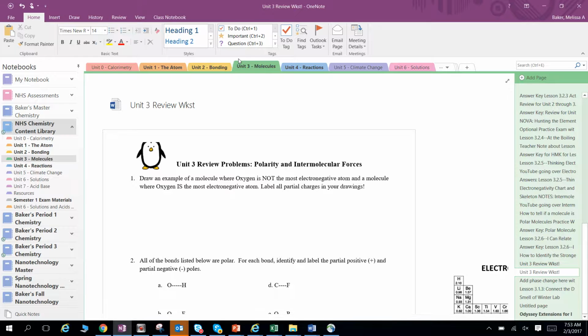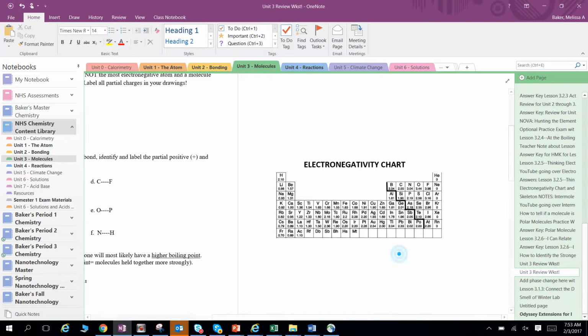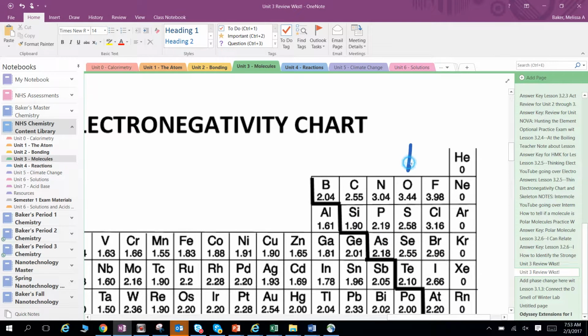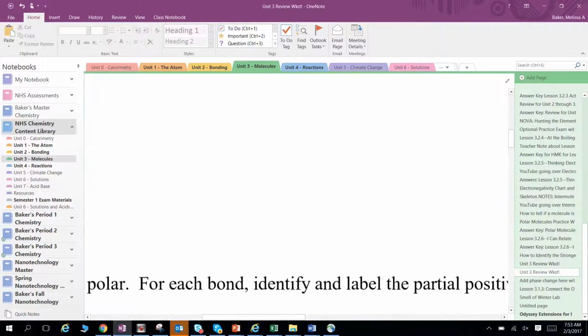All right, let's take a look at the Unit 3 review. Number 1 says, draw an example of a molecule where oxygen is not the most electronegative atom, and then one where it is the most electronegative atom. Label the partial charges. So, oxygen has a pretty high electronegativity. There's actually only one element that has a greater electronegativity, and that's fluorine.